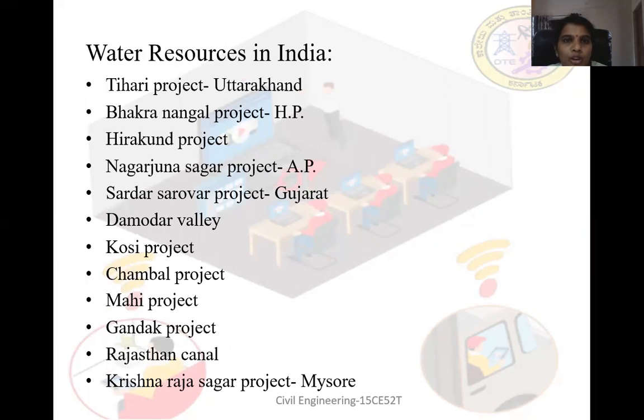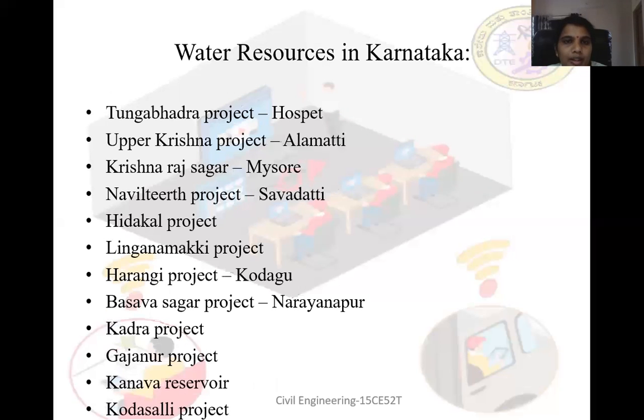Next, coming to water resources available in India. Major water resources available in India are Tihari Project Uttarakhand, Bhakra Nangal Project Himachal Pradesh, Hirakund Project, Nagarjun Sagar Project Andhra Pradesh, Sardar Sarovar Project Gujarat, Damodar Valley, Kosi Project, Chambal Project, Mahi Project, Gandak Project, Rajasthan Canal, Krishnaraj Sagar Project, Mysore. These are the major water resources from India.